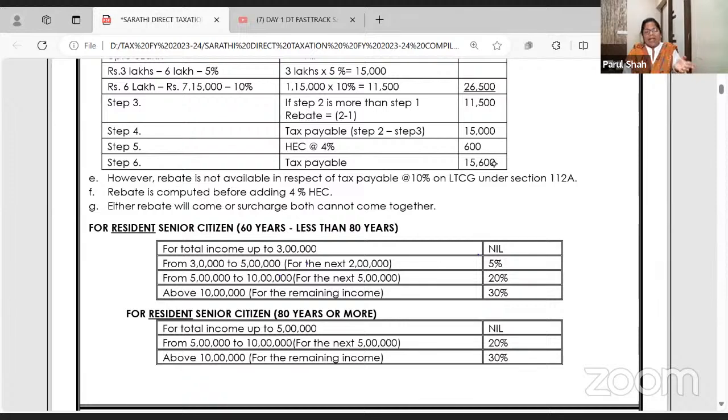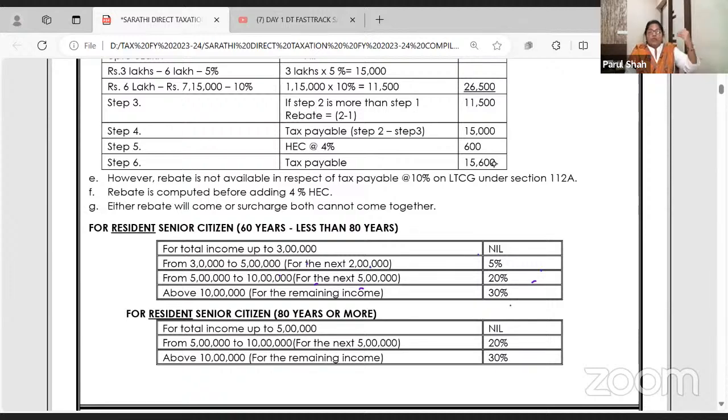3 lakh to 5 lakh, 5% on the next 2 lakh. Are you getting? For senior citizens, instead of 2,50,000, the basic exemption is 3 lakh. So 3 lakh to 5 lakh, on the 2 lakh, it is 5%. 5 lakh to 10 lakh, 20%.